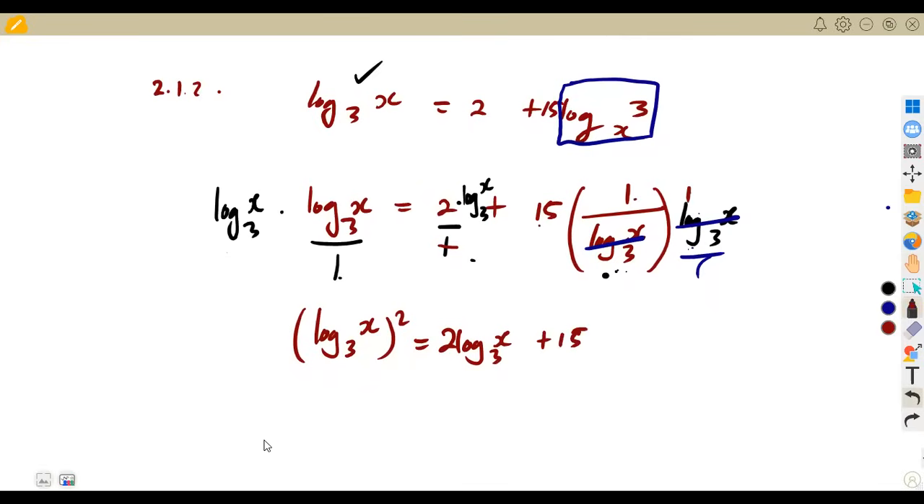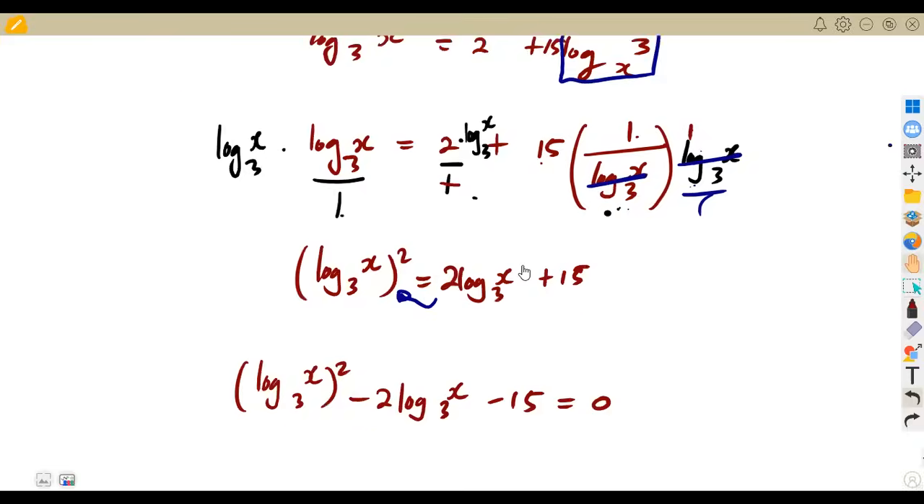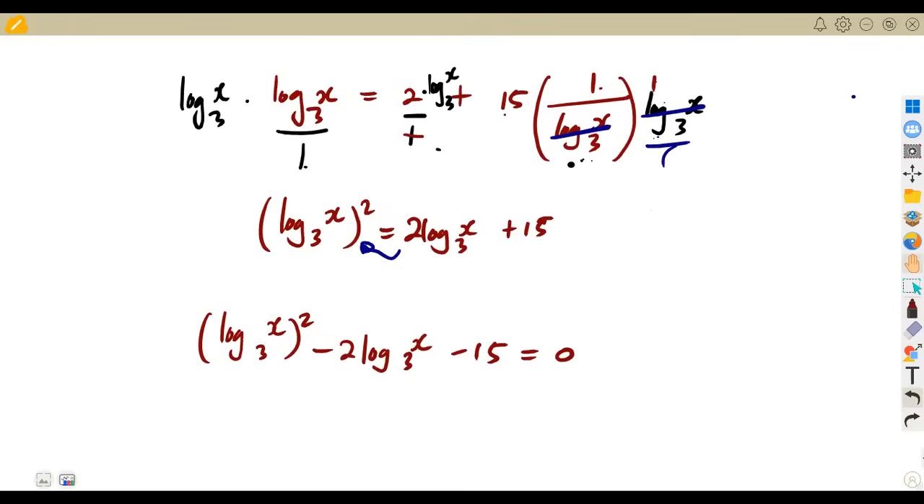So as you can see, guys, this is a normal equation, but it's a quadratic equation since the highest exponent that we see here is a 2. So we're going to transpose this to the other hand. It becomes negative, so that's negative 2 times the logarithm of x in base 3. We also transpose 15 to that side, it becomes negative. So that's negative 15 is equal to 0. So as you can see, it's a normal equation that you can choose to solve directly. This one is in your hands.